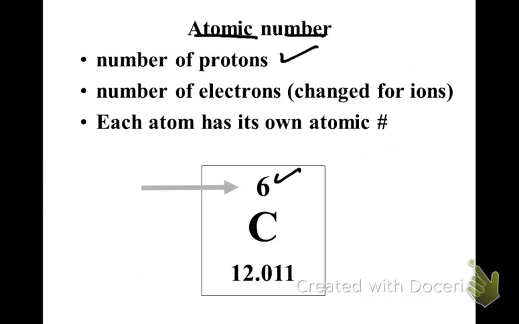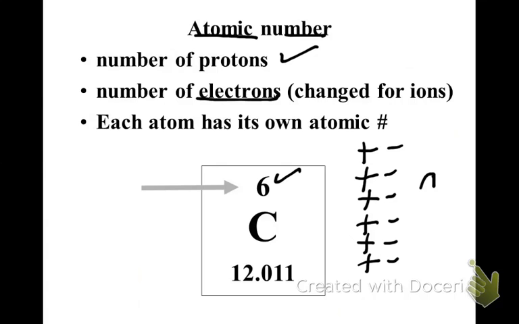Now it tells us something about electrons too. It tells us the number of electrons only because for every single proton in an atom, it usually has an electron. They're usually the same. And for that reason, the atomic number is the number of electrons. But it has to be the number of electrons in what we call a neutral atom.